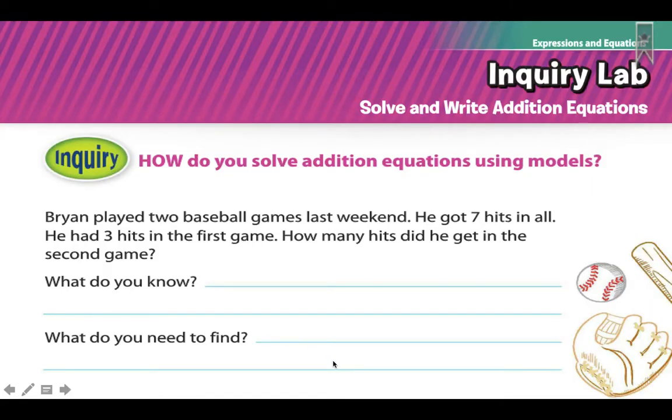So today we're going to continue with yesterday's lesson on equations. We were introduced to what an equation is and what an expression is. And today we're going to look specifically at addition equations. So we are doing the Inquiry Lab: Solve and Write Addition Equations. So our inquiry question: how do you solve addition equations using models?